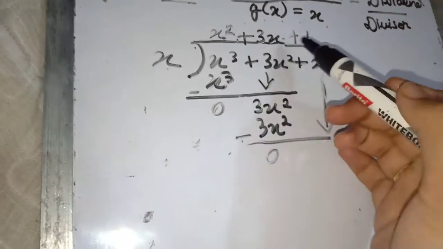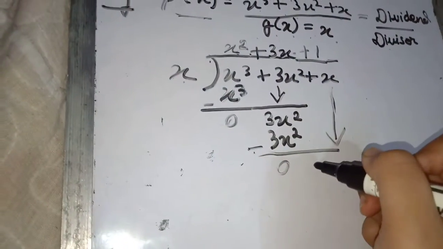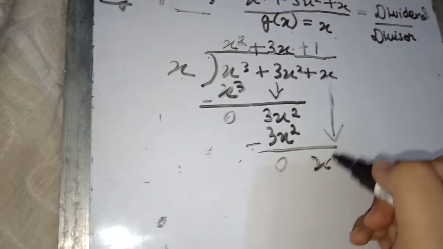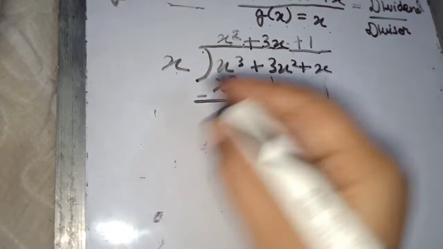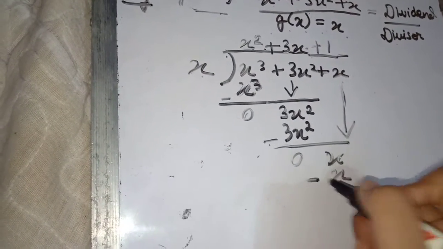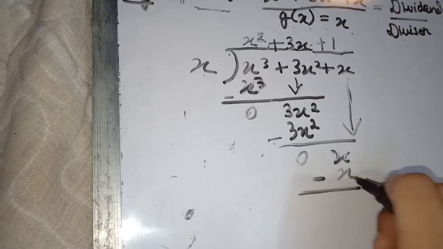Now 1 into x will be x. So first we will take x here, and 1 into x will be x. Now the sign will change here, minus.